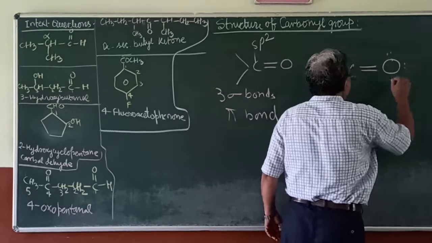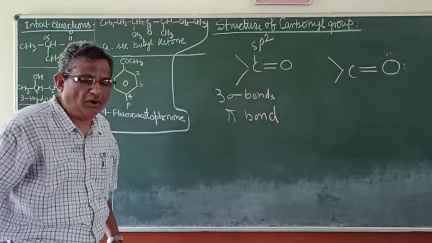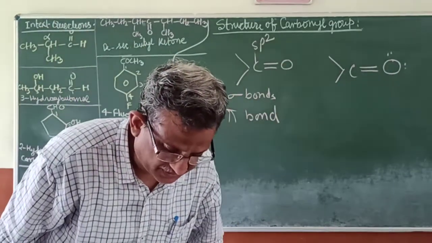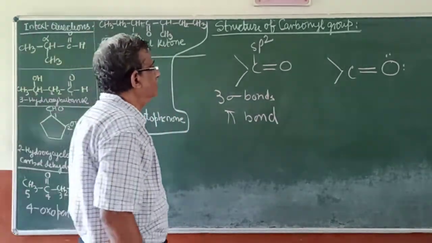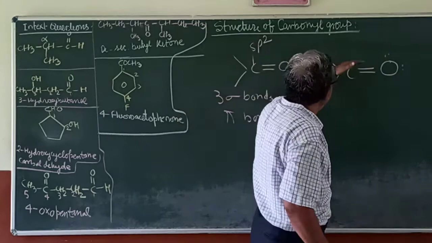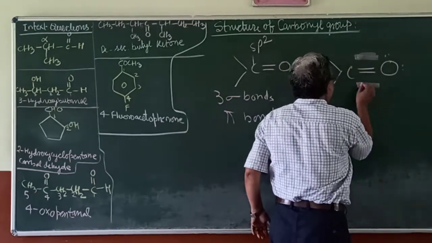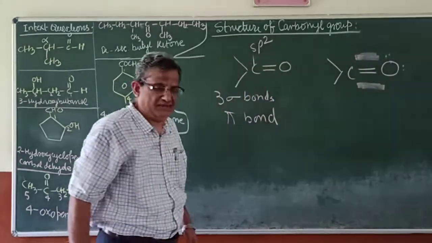Now, this I tell you structure. Oxygen has got 2 non-bonding pairs of electrons, and the pi electron cloud lies above and below the plane.